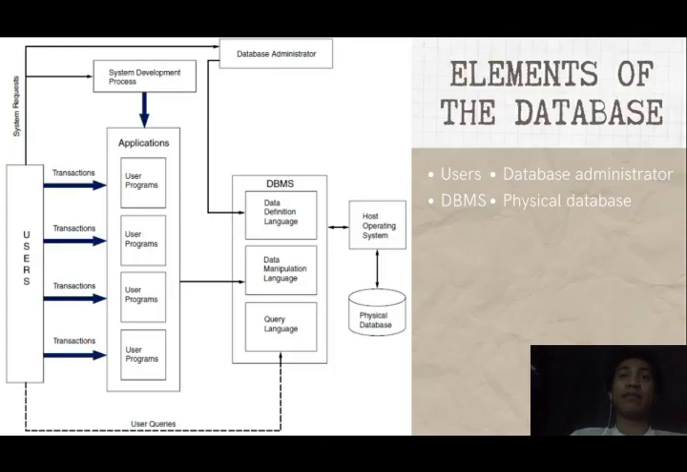So, the database concept has four primary elements: users, the DBMS or database management system, the database administrator, and the physical database. Today, I will be discussing the first two elements of the database concept, the users and the database management system.